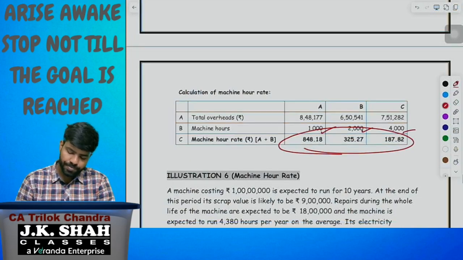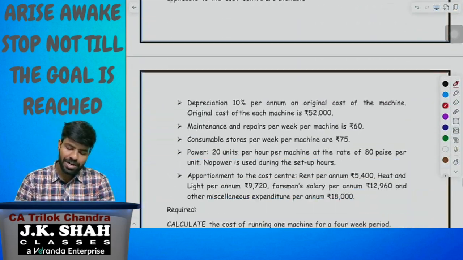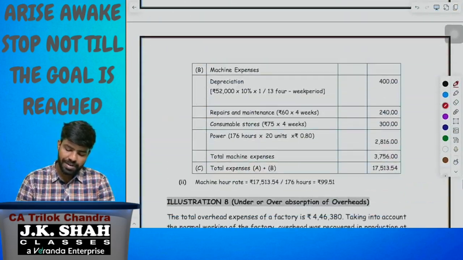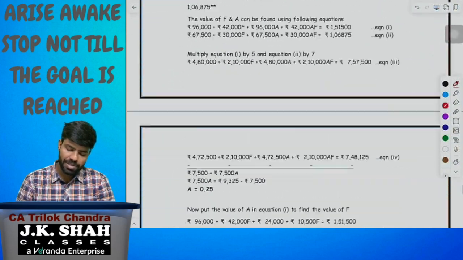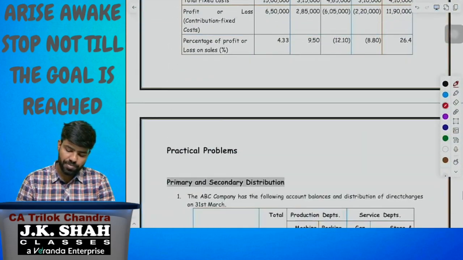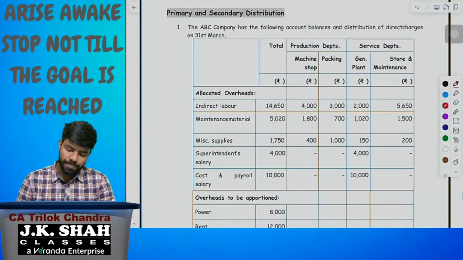Okay, next. Machine hour rate, we'll do it in the next video. Let me complete all the questions based on the primary and secondary distribution and absorption. Look here. This question is based on primary and secondary distribution.